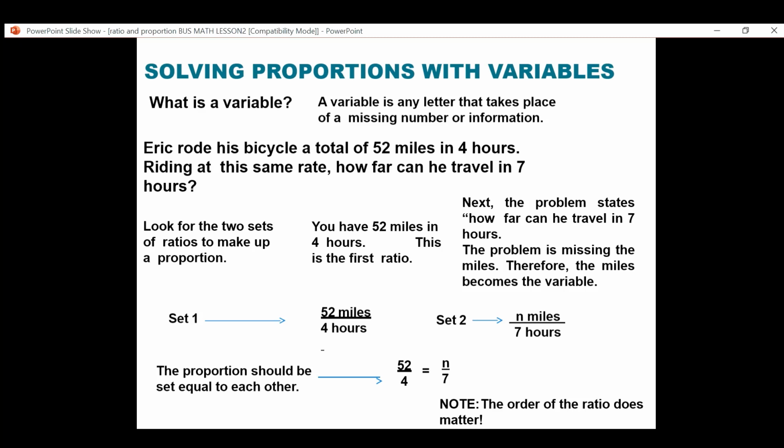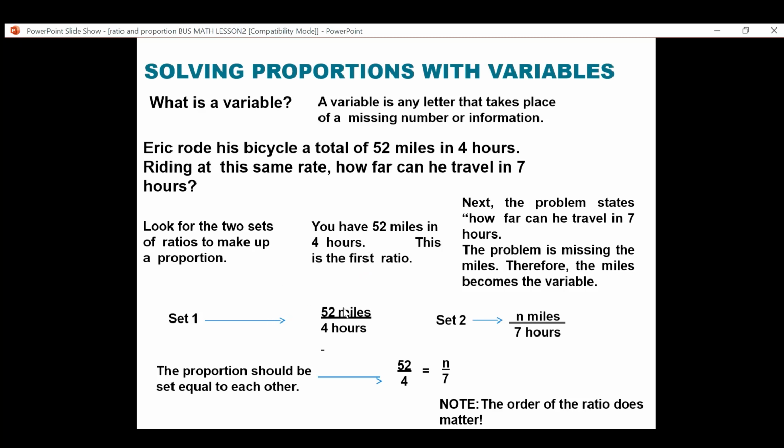Okay, next, solving proportions with variables. So what is a variable? A variable is any letter that takes the place of a missing number or information. So for example, Eric rode his bicycle a total of 52 miles in 4 hours. Riding at the same rate, how far can he travel in 7 hours? So first, look for the two sets of ratios to make up a proportion.